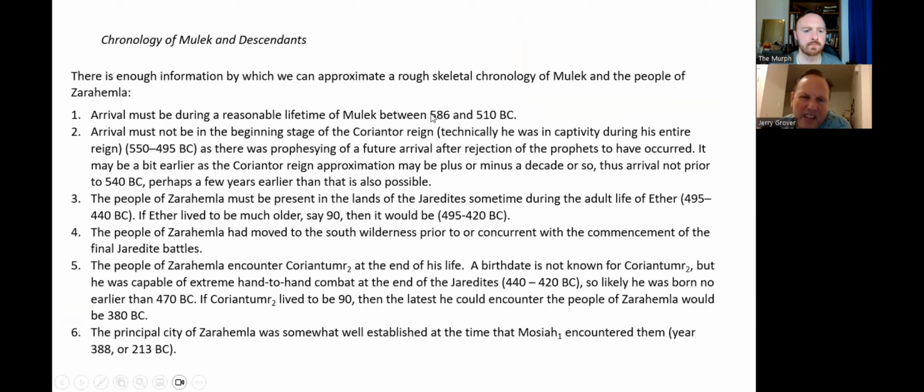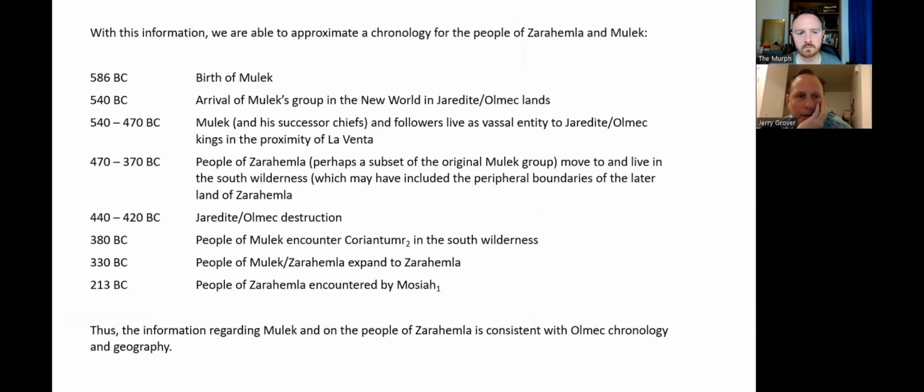And then I just show the chronology, and you would have had the overlap. This is basically when Mulek would have overlapped during that time frame, and it matches the time frame. I'm not going to necessarily go into it. I'll just show it as a slide if people want to look at it. The date of the stela does match the time when Mulek would have been there chronologically. So it's consistent with the Olmec. He was there before the Olmec, the Jaredite destruction.